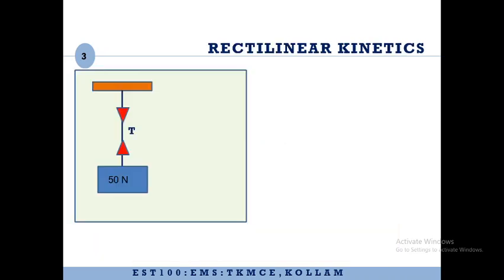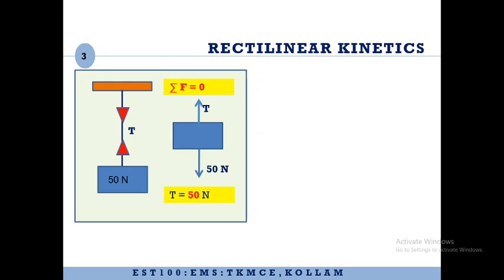Let us quickly look through the basics of kinetics. In the first case, we considered a block of 50 Newton supported by a string in a fixed support. It is in a state of rest. We calculate the tension as 50 Newton from our basic equations of statics.